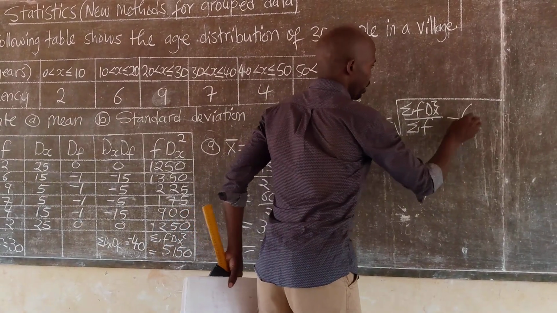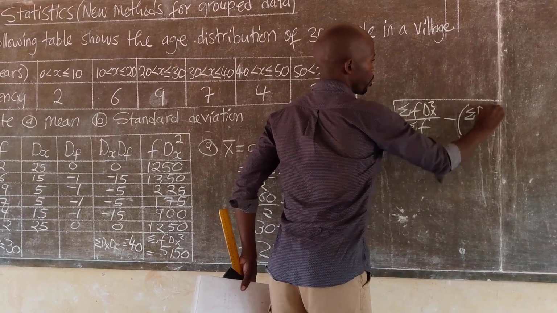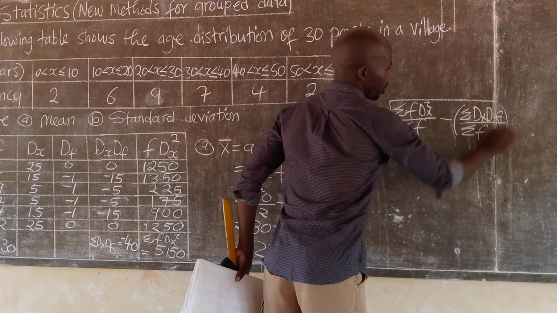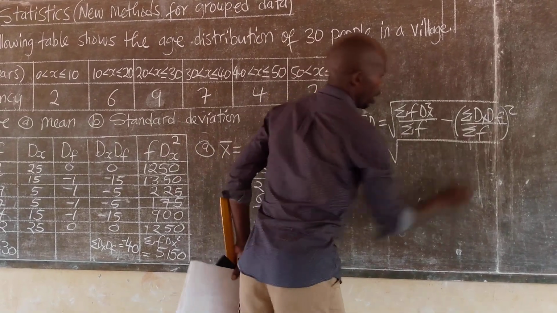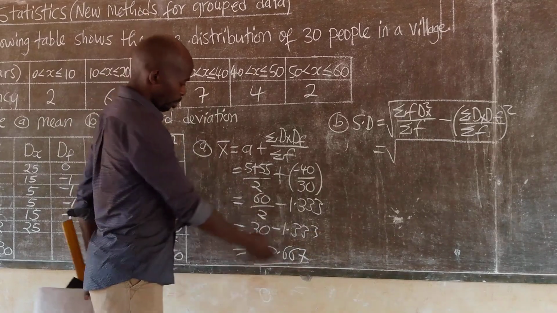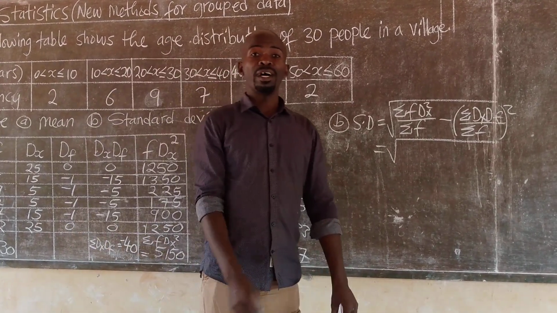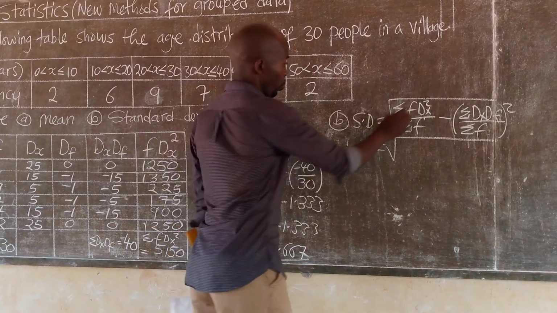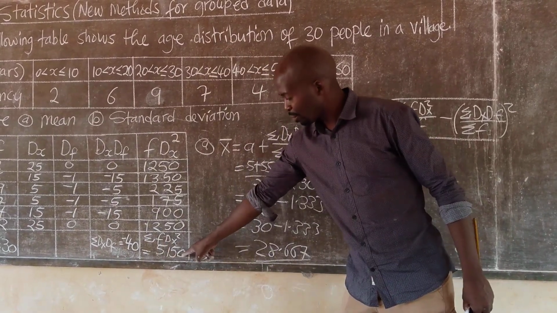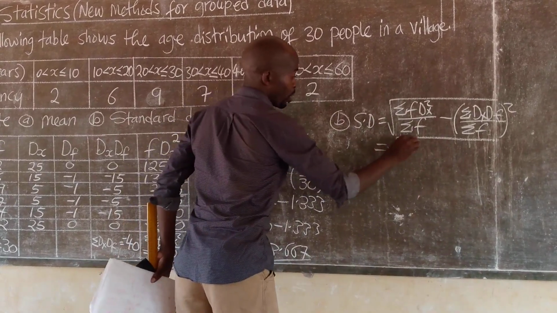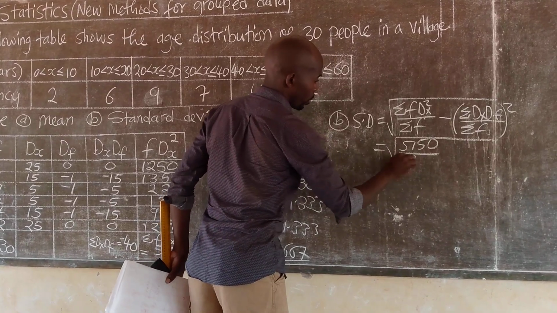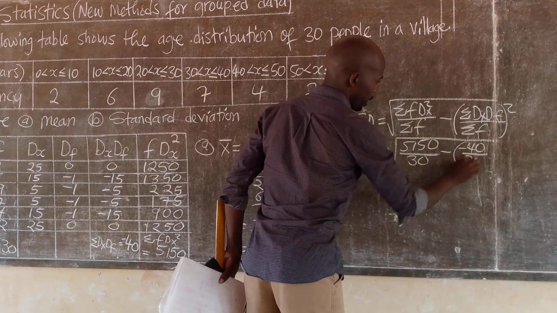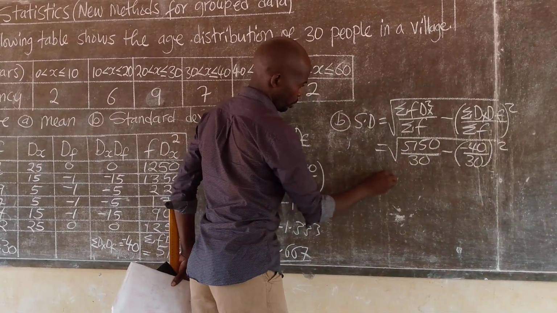So we are going to square it. Other problems, they use mean. I'm not using mean to find the standard deviation. I am using just this part, which is the statistical factor. So this is already here. We have 5150. So we have 5150 divided by summation of frequency, minus the other one, negative 40 divided by 30, then squared.